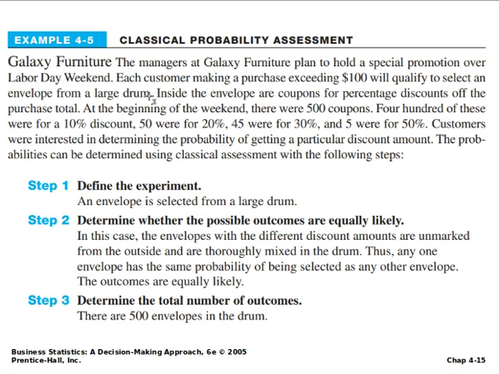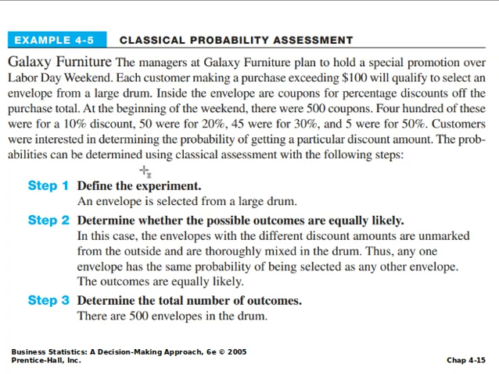Inside the envelope are coupons for percentage discounts off the purchase total. At the beginning of the weekend, there were 500 coupons. This is the total number of coupons that is provided. 400 of these were for a 10% discount, 50 were for 20%, 45 were for 30%, and 5 were for 50%. Customers were interested in determining the probability of getting a particular discount amount.